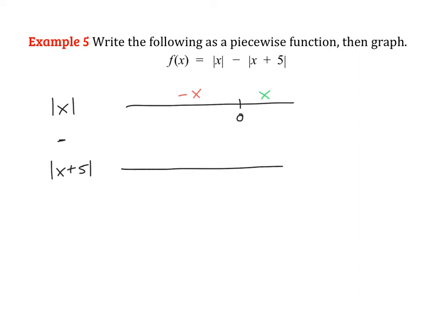For absolute value of x plus 5, I have that critical point at negative 5. That's where my vertex is. So to the right of that, it's just my absolute value, so I have x plus 5. And to the left, it's the negative version of this, so negative x minus 5. And now I need to do my combination for all three intervals, so between negative 5 and 0.